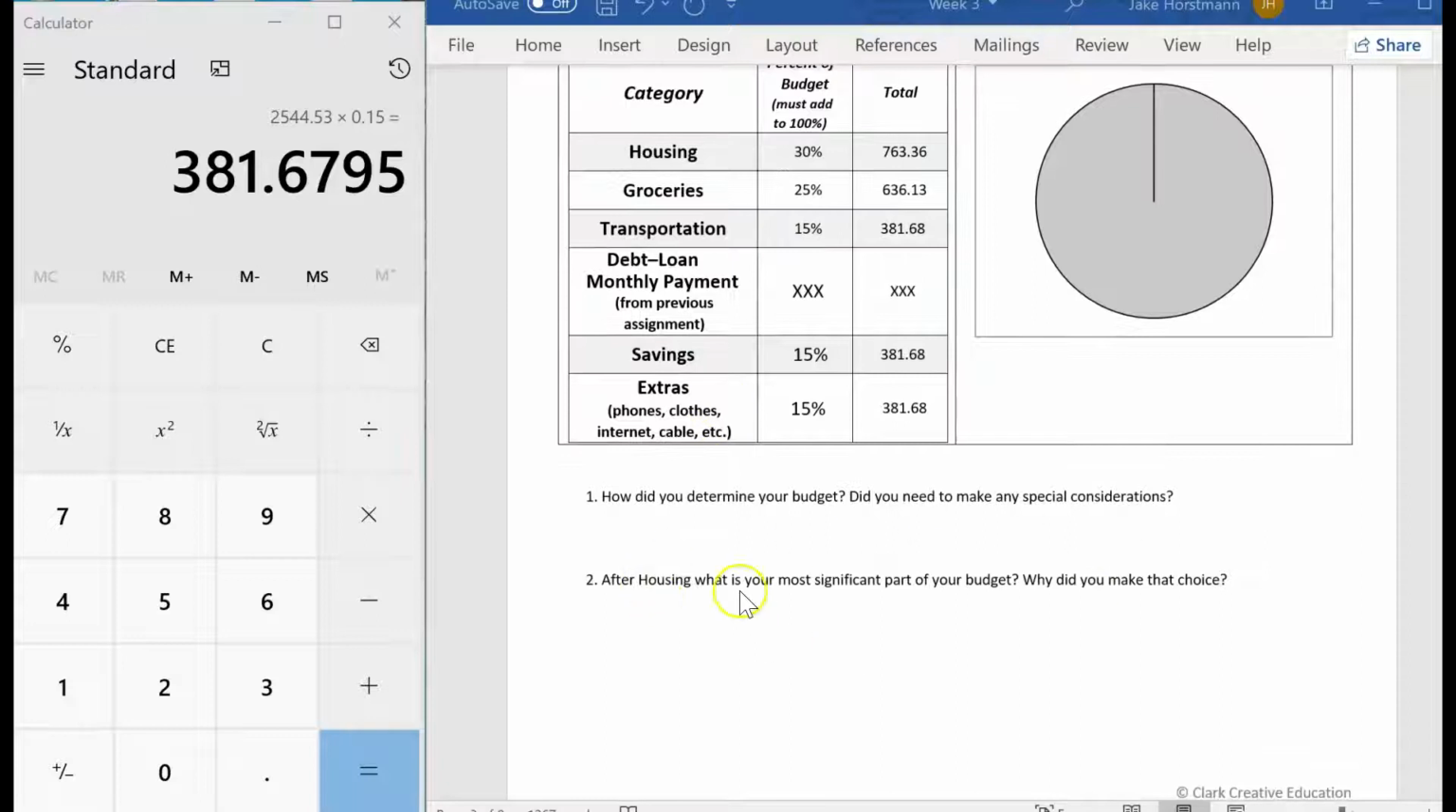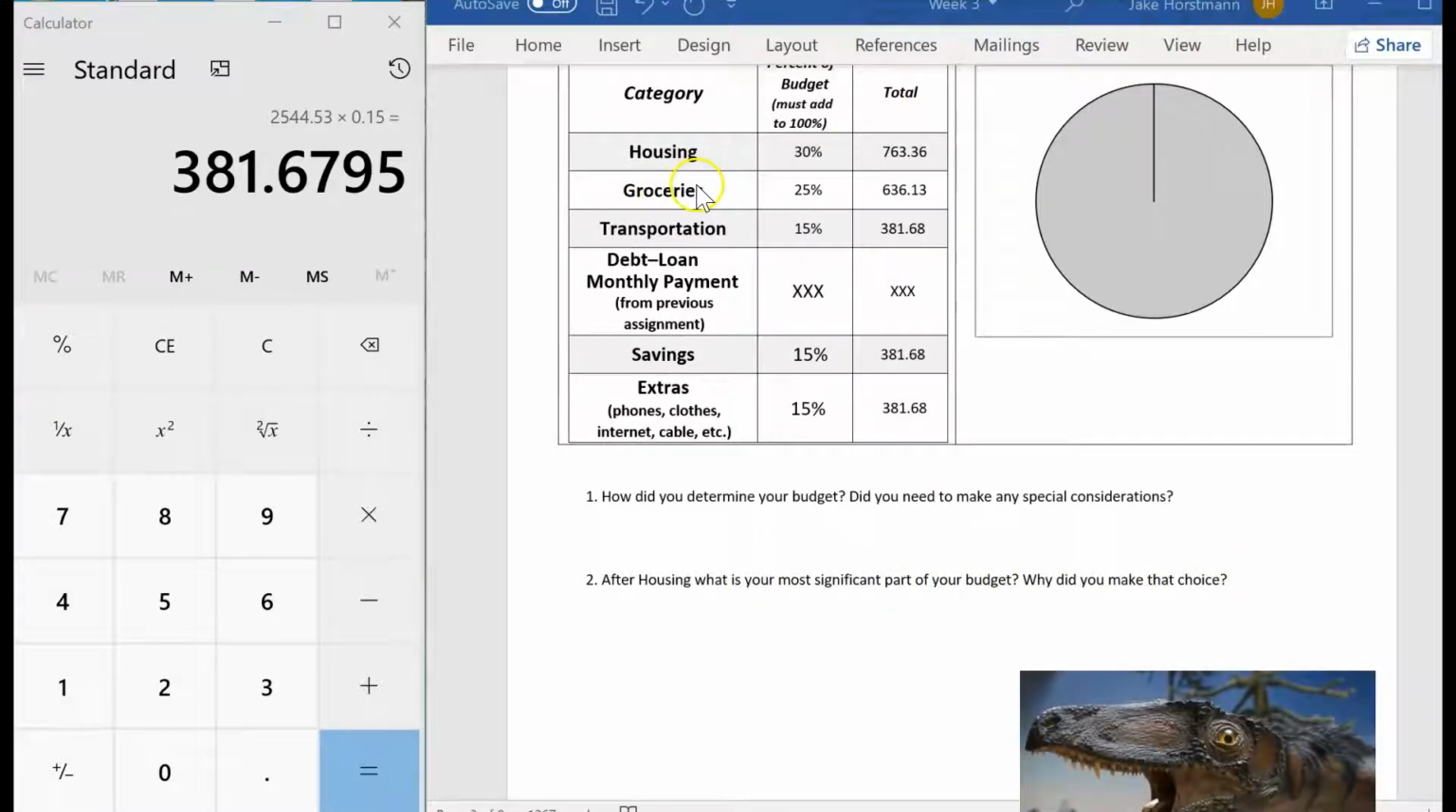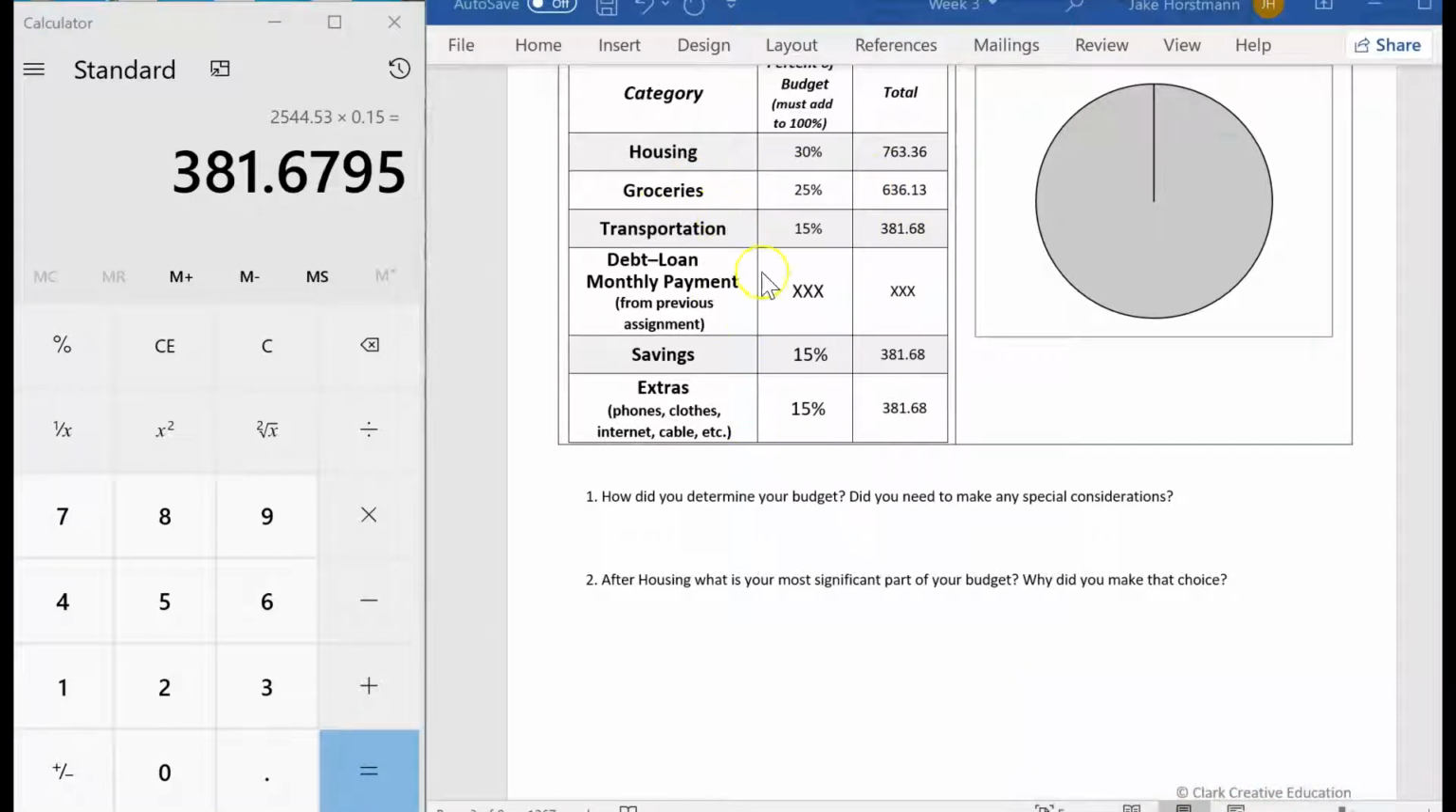And then did you make any? Yeah, that would be the groceries. After housing, what is your most significant part of your budget? Why did you make that choice? Well, definitely my groceries are significant, and I spread it out evenly amongst these three things. Just because I think that's really simplistic, and if I did it after a year and I found that I could change something up, I can make adjustments to my budget.